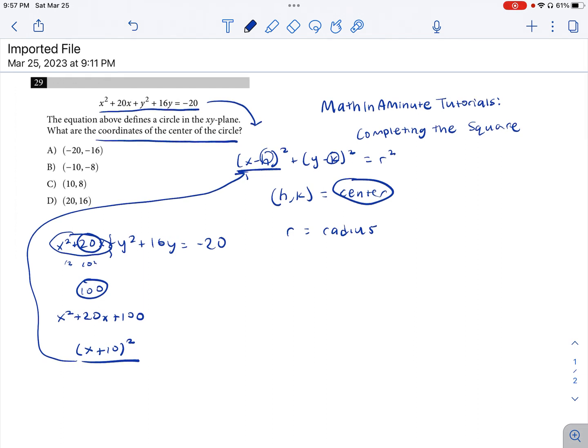And do the same for this. Pretty easy. 16 divided by 2 is 8. You square that and you get 64. And then you get y squared plus 16y plus 64. And then this can be transformed into (y plus 8) squared.